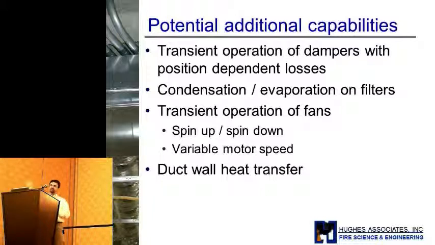And then, lastly, one potential additional capability, which will probably be further down the road once we're sure that all the basic features are working, would be to allow for duct wall heat transfer. So both to have a duct passing through a space to have heat transfer either to or from the space, or just losses within the system itself. And I'd be happy to answer any questions you might have.